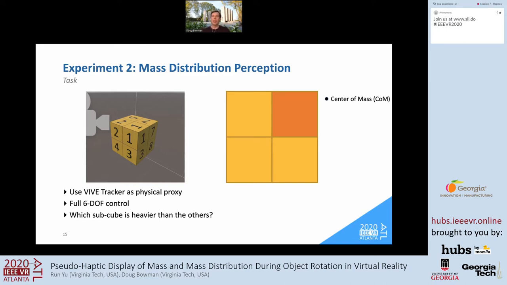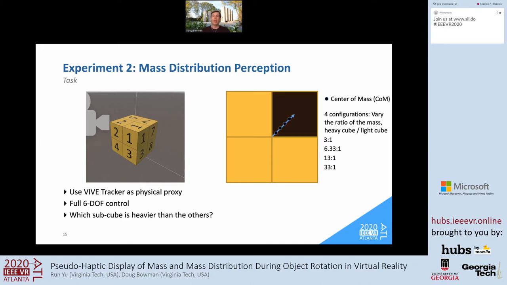So we basically had 4 different conditions for the mass ratio between the heavy cube and the light subcubes. The first ratio was 3:1, and that just moved the center of mass of the overall object slightly away from the center. We also had a 6.33:1, a 13:1, and a 33:1 ratio, and you see the locations of the center of mass for each of those.